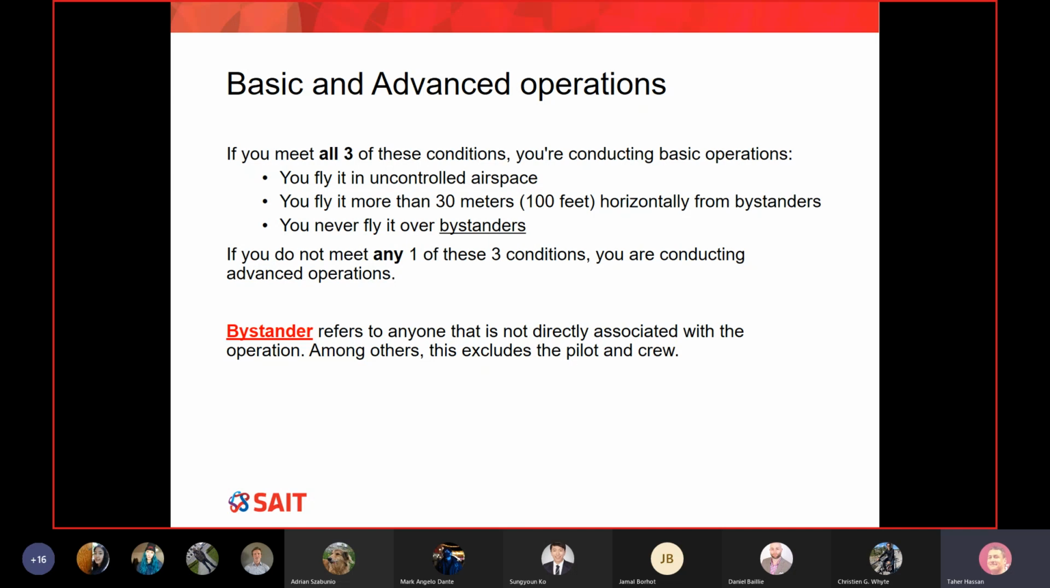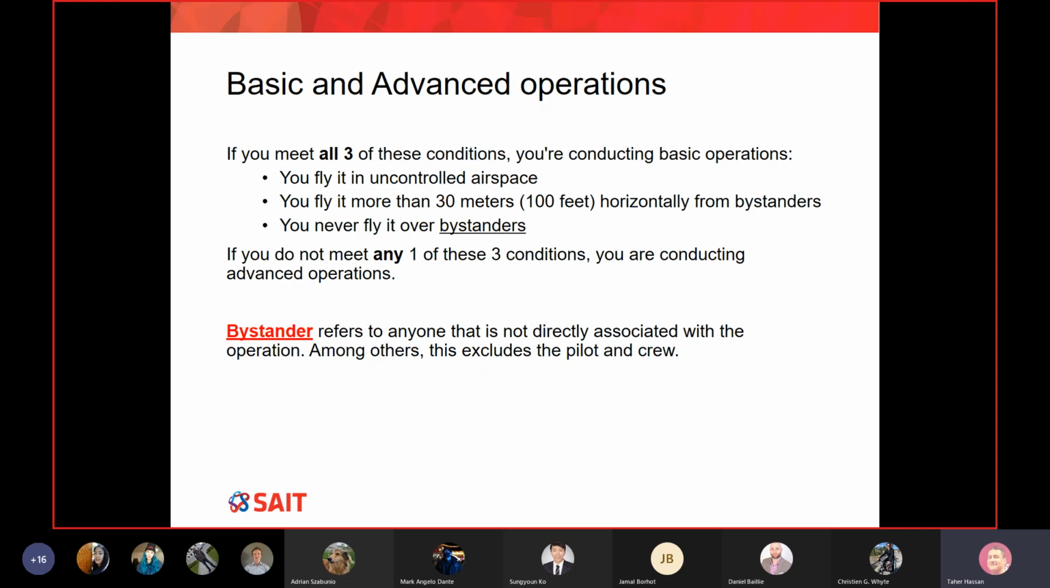I'll give you an example. Let's say the pandemic is over and we go back to class and I'm teaching my drone class, and I've got my own drone. I'm taking my entire class, 30 students or 20 students, outside at SAIT. I have all the authorization, everything. I have all the conditions. I'm asking you, are my 20 students bystanders or not?